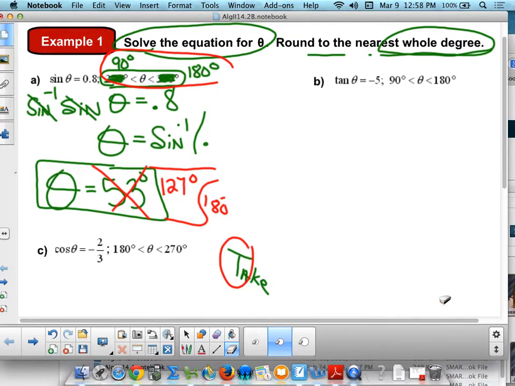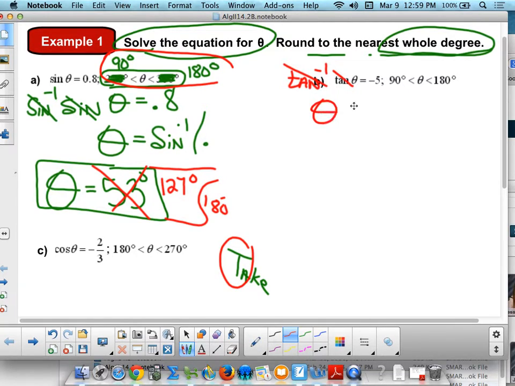Okay, tangent of theta equals what? Negative 0.5 or negative 5? Negative 5. Okay, negative 5, sorry. How do you get rid of the word tangent? Inverse tangent wipes out tangent. Theta equals what? Inverse tangent of? There you go. Right? Now here's what you have to know.